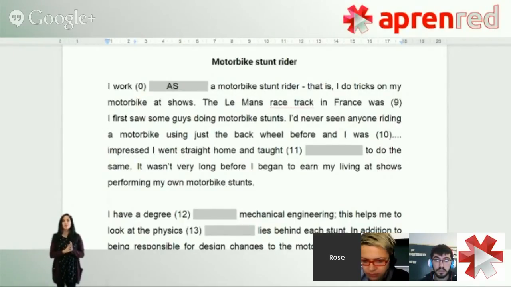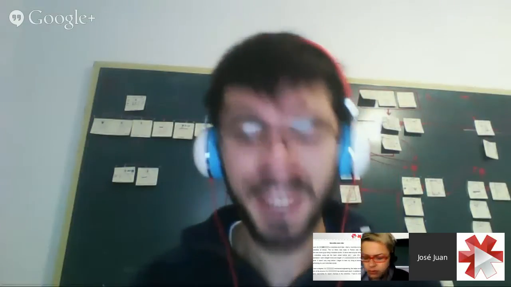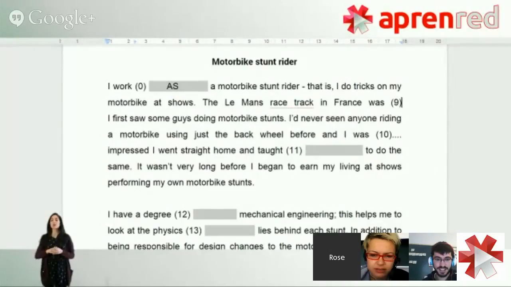So, Jose Juan, could you start reading the paragraph? Yeah, but I told you that the number 9, I don't have. Okay, so Nicole, do you want to start reading the paragraph? Can I read the whole sentence? No, yes, I want you to read the whole paragraph from the beginning. Okay. Whole paragraph. Okay.